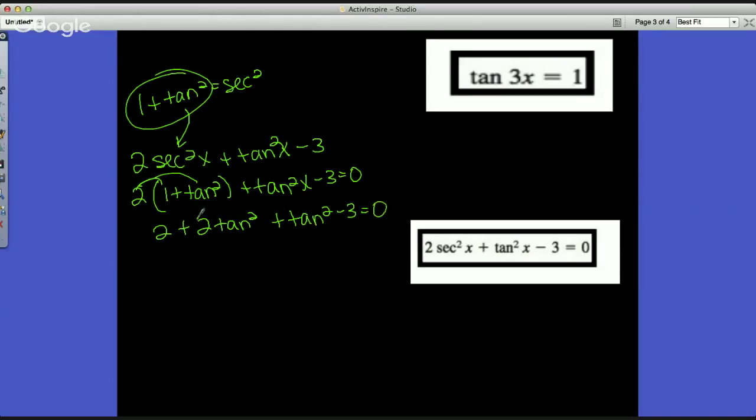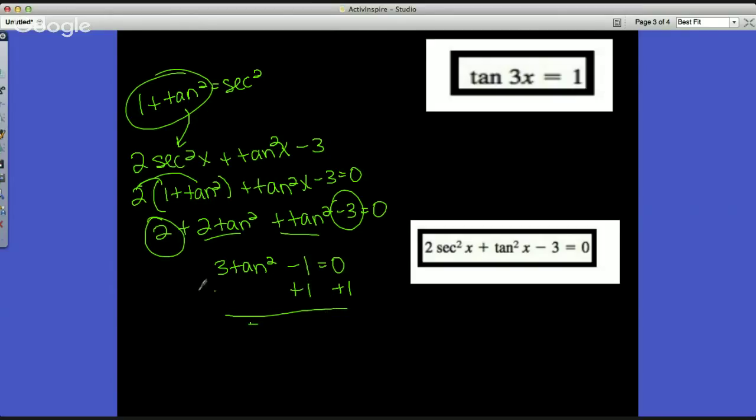Once I isolate them, let's combine like terms. Whole numbers together: 2 minus 3 gives -1. Then 2 tan squared plus tan squared equals 3 tangent squared. Once I add 1, I'm then going to divide by 3, so now tangent squared equals 1/3.